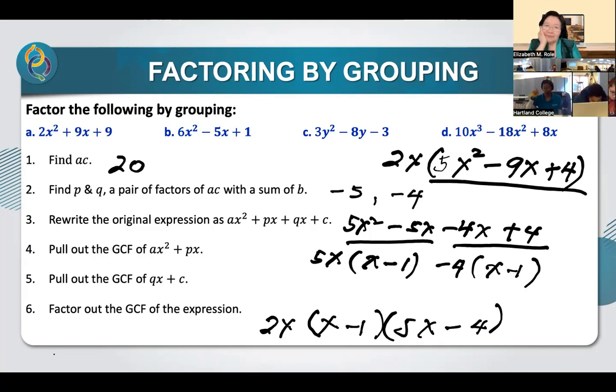This is called factoring by grouping: 5x minus 4, x minus 1. He did it with the traditional conventional method. We do it the boring way. If you want to do mental math, that is okay.